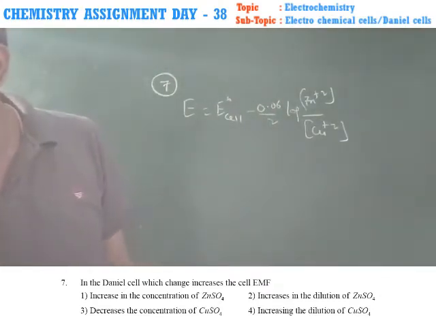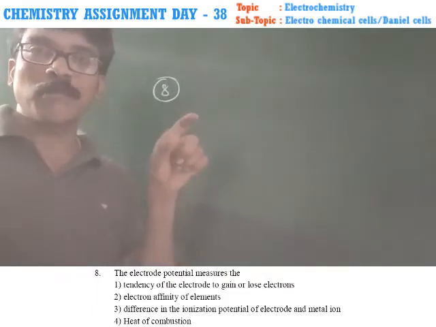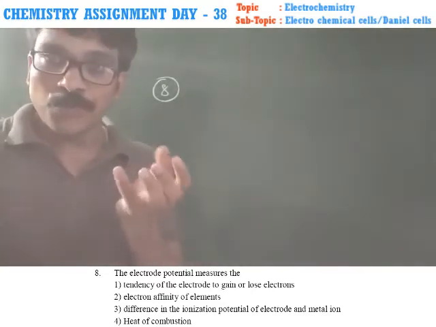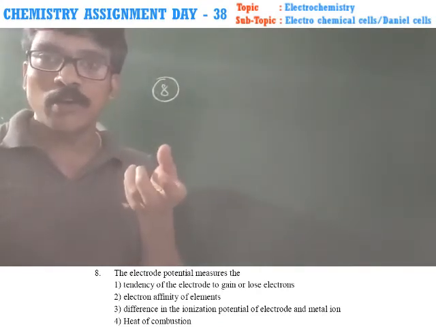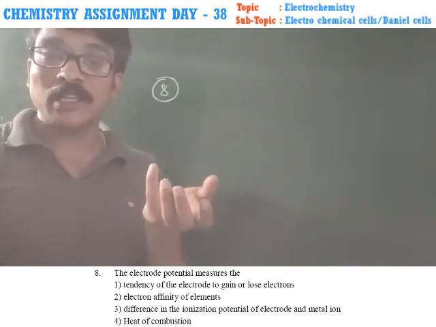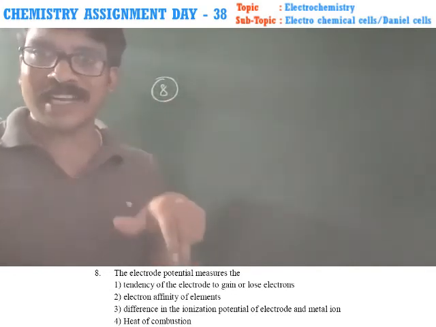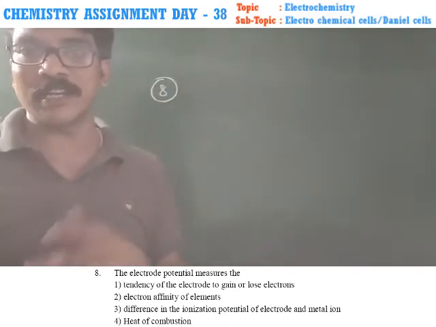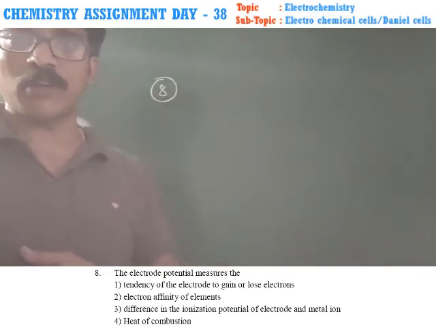So the change increases the cell EMF, so that is equal to the second option. Question number 8. The electrode potential measures the tendency of the electrode to gain or lose electrons. If the electrode potential value, the E naught SRP value, is more, it acts as the strongest oxidizing agent. That means it readily undergoes reduction. If the SRP value is low, it readily undergoes oxidation and acts as a reducing agent. So the tendency of the electrode to gain or lose electrons is the correct answer.